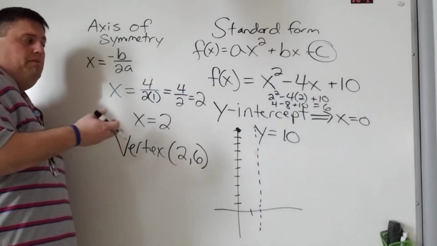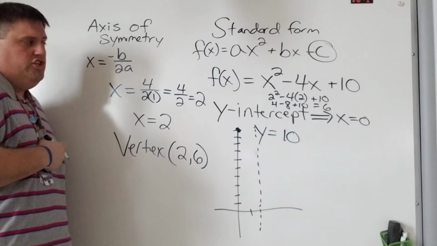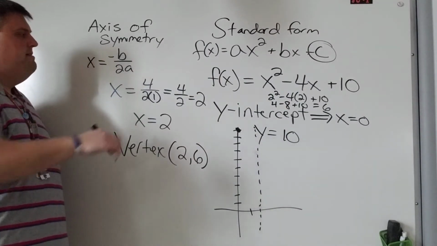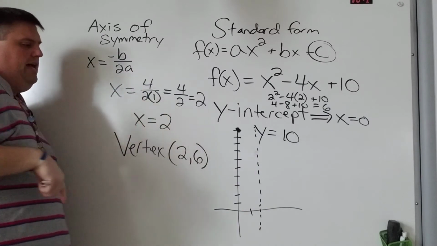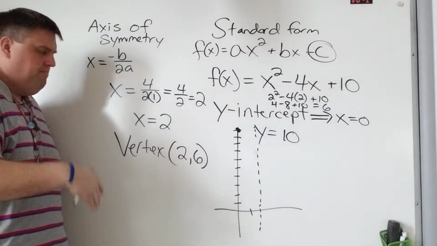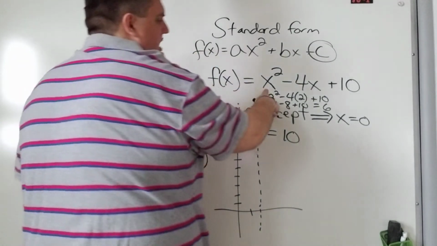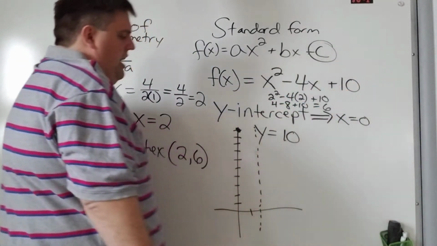Now we wouldn't have been able to know that just by looking at my function, obviously, like we did in vertex form, but it wasn't too bad. We're going to do negative b over 2a to find my line of symmetry. We're going to use that as our x point. We're going to plug our x point back in for x and actually figure out what the y is.